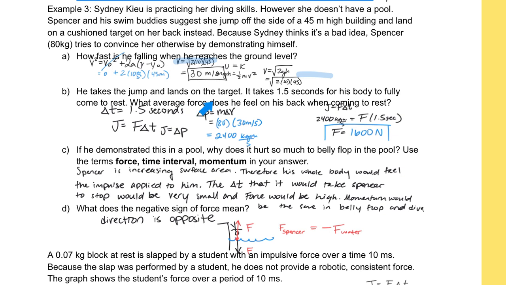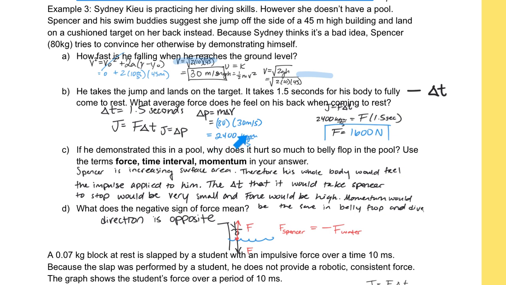So he takes the jump and lands on the target. It takes 1.5 seconds for his body to fully come to rest. Whenever we read that, that's going to be the time interval that it takes for the object to stop and to stop being applied the force. So that means we have a change in momentum with this mass and velocity. We found this mass and velocity from the last question, and it's going to be 2400.